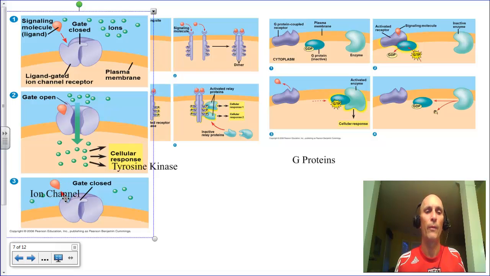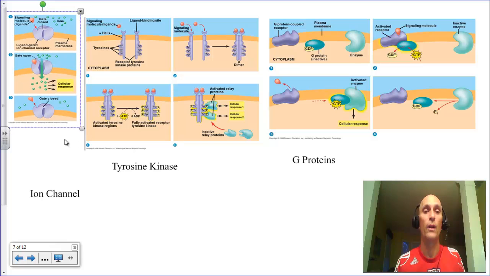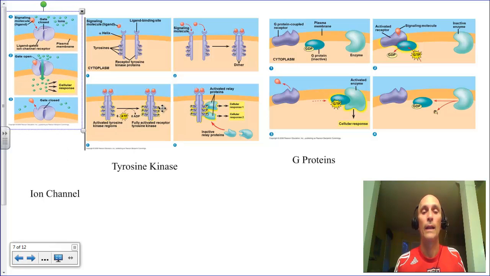And if the messenger is bound to the receptor, then it opens the ion channel, and we can get the ions to pass through. It's facilitated diffusion. It's just that this facilitated diffusion requires a messenger to bring them in. All right, and then the next one is called a tyrosine kinase.